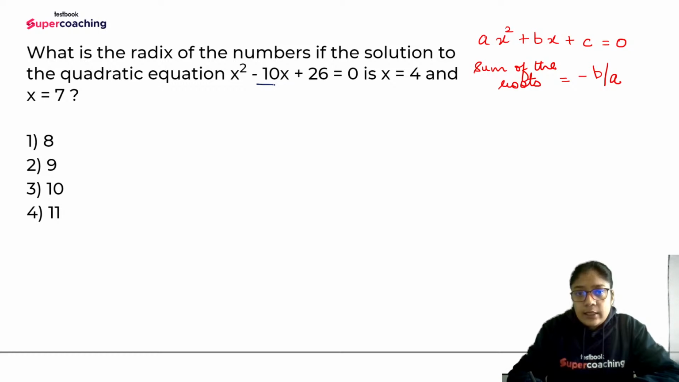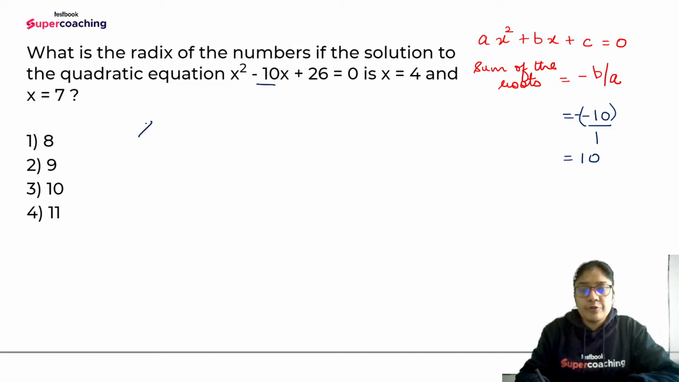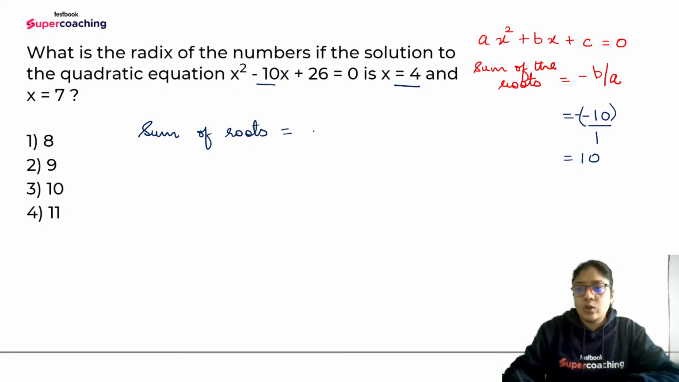In this case, b is minus 10, so I'll substitute the value of b. It is minus 10 upon minus 10, and there was already a minus here, so let me use it. It becomes 10 divided by 1, so it is equal to 10. In which base is this? We do not know the base, so anyhow we have to calculate it. The sum of roots is equal to 10, or you can say minus 10 upon 1, and the roots are given as x equal to 4 and x equal to 7.